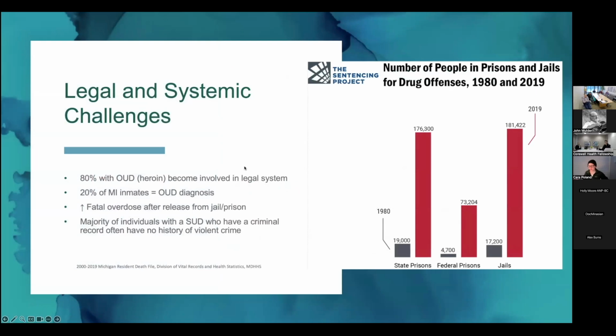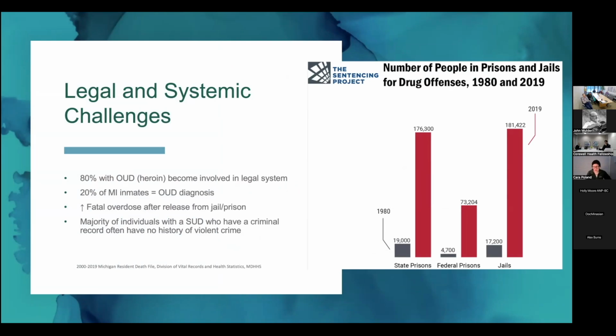There are a tremendous amount of legal and systemic challenges that face somebody with a substance use disorder. You can see the number of people in prisons for drug offenses has grown astronomically since the war on drugs was proclaimed. And the war on drugs really was something that was targeted against low income people, the hippies, and minoritized populations.